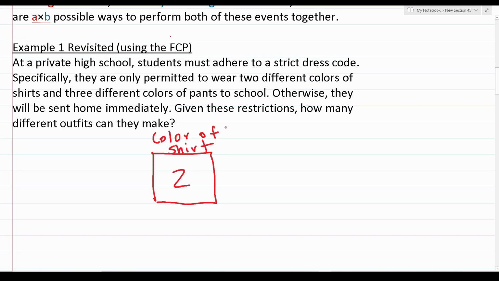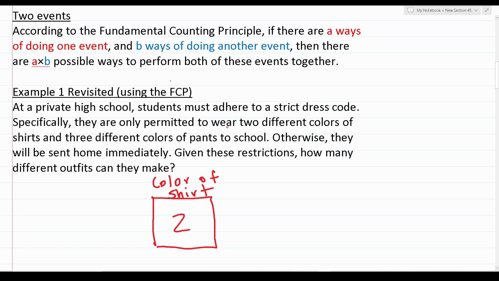And again, the fundamental counting principle says if there's A ways of doing one event and B ways of doing another event, you can find the total possible ways by multiplying those together. So we're going to go ahead and put multiplication here. Let's identify our second event. That's the color of pants that they can wear.